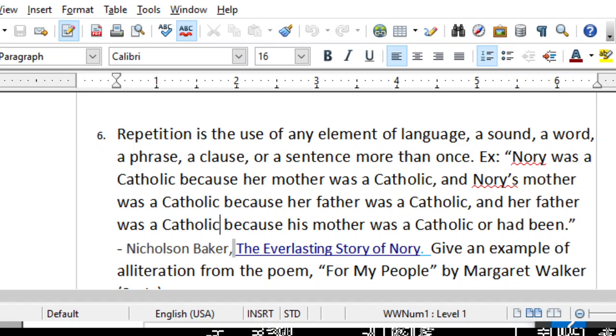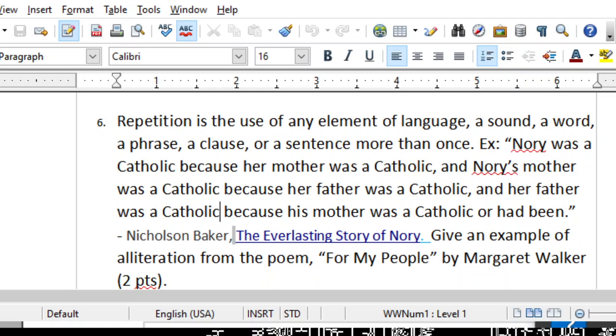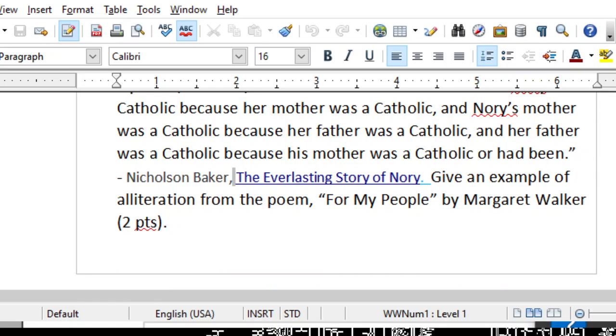This excerpt came from Nicholson Baker, The Everlasting Story of Nori. This is an example of repetition because Catholic is repeated 6 times. 1, 2, 3, 4, 5, 6. So this is an example of repetition because the word Catholic is repeated 6 times. So in the poem For My People by Margaret Walker, you need to find an example of repetition, where there is a word, a phrase, a sentence that is repeated more than one time. And you are to type it right here.